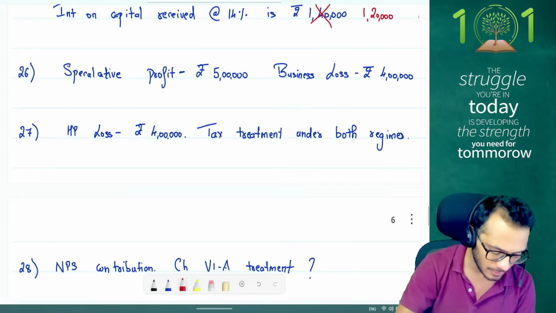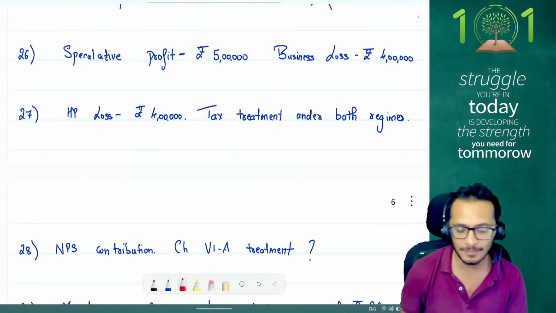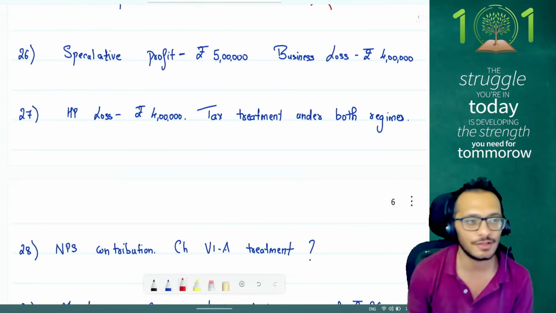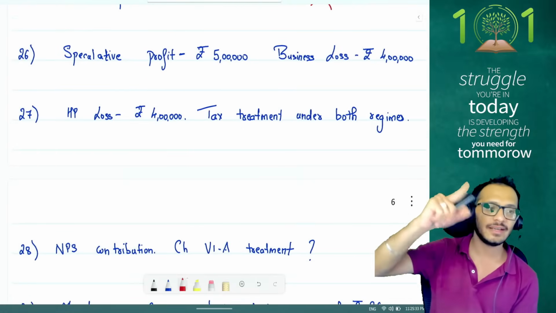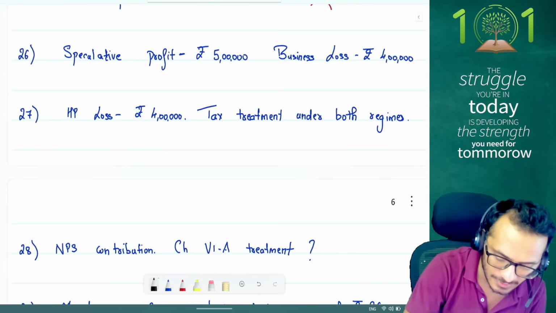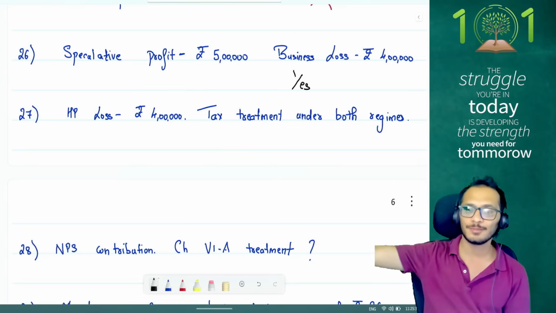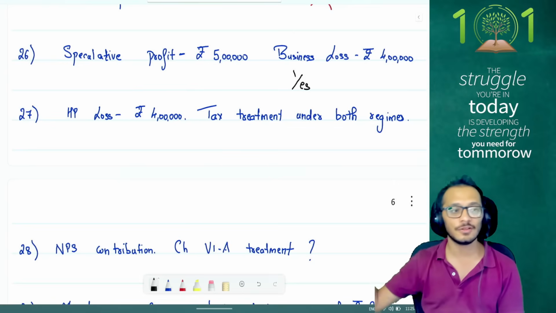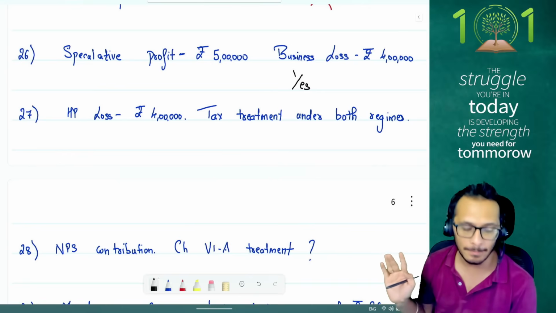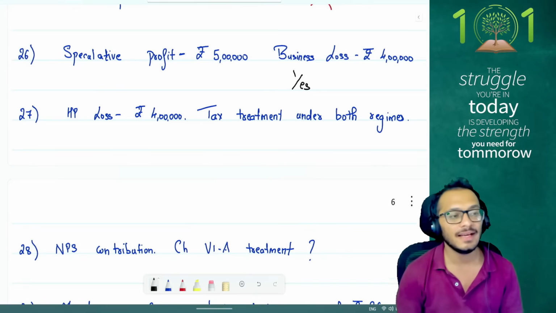Last four adjustments. Speculative profit is 5 lakh, business loss is 4 lakhs. Question is, can you set off business loss against speculative profit? Answer is yes. Restriction is only from speculative loss to business profit. No restriction from business loss to speculative profit. Completely permitted.